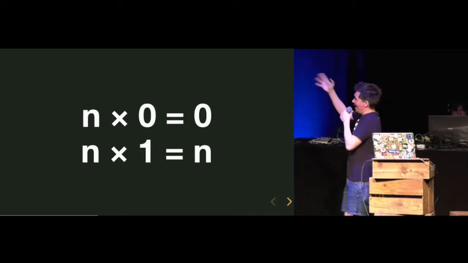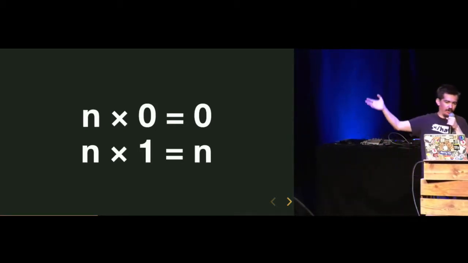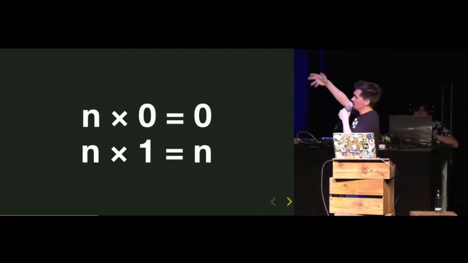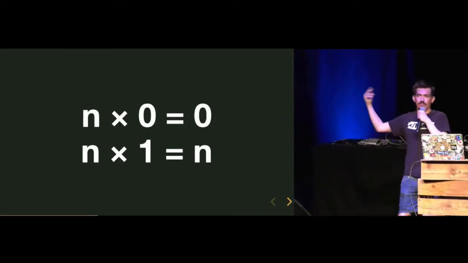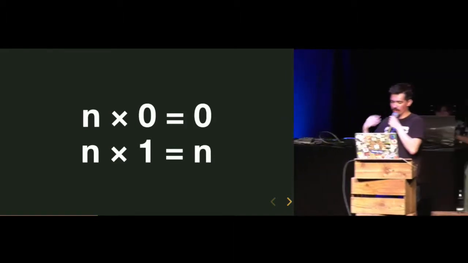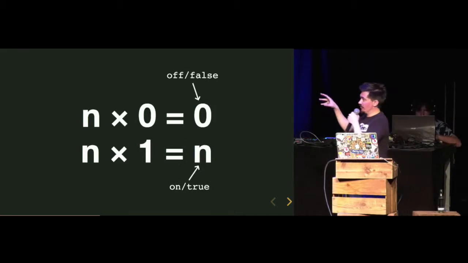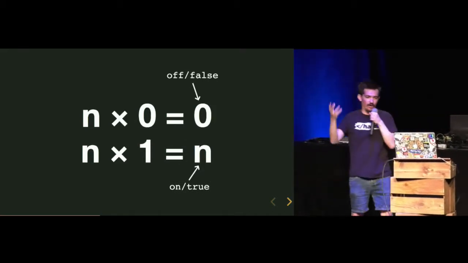So this is how it works. N, whatever value it is, times 0 equals 0. And n times 1 equals n. It's like the n is passed through. It's like just sort of the return value. So that's kind of like an on and an off, a black and a white, or whatever you want to call it.